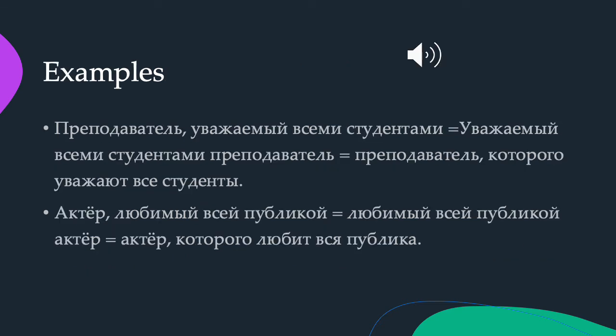Let's finish up with some examples. We can say, Преподаватель, уважаемый всеми студентами. The college instructor respected by all the students. And that is the same as уважаемый всеми студентами преподаватель. Note that we can do the same thing with these passive participles that we were doing with the active participles, where we can either have the noun followed by a comma and then the participle, or we put the participle before the noun and there's no comma. And anything that goes with the participle goes between it and the noun.